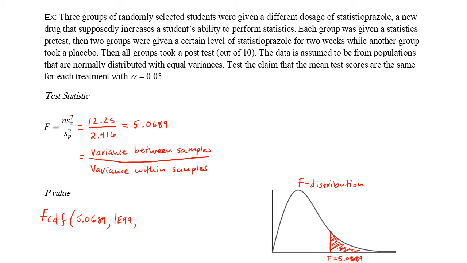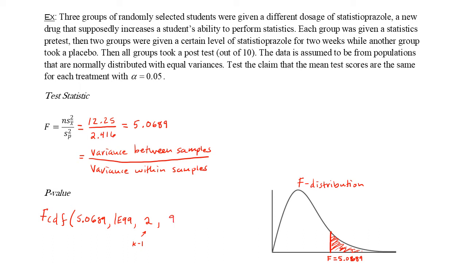and then we'll need the degrees of freedom of the factor, which was 2. How did we get that? That's k minus 1, where k is the number of samples. In this case we had 3 samples, so it'll be 3 minus 1, or 2. And then for the degrees of freedom of our error, in this case, it'll be 9.